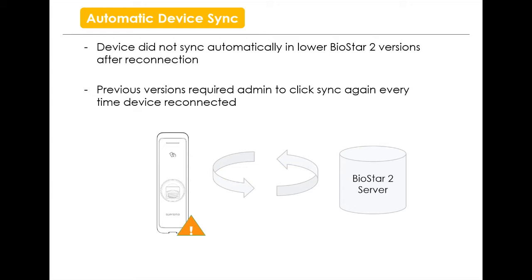However, in previous versions of BioStar 2, even if you synchronized the device with the server, the device ran out of sync once the device lost connection with the server. You could see that the device had lost sync with the server by looking at the yellow caution sign on the corner of the device menu in BioStar 2. In that case, the administrator had to click Sync to synchronize the device with the server again.